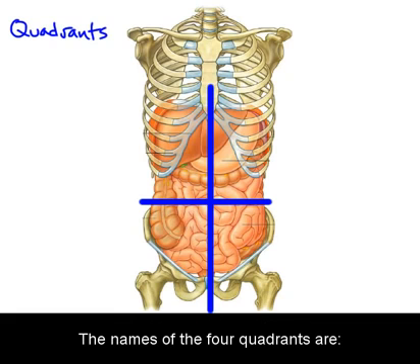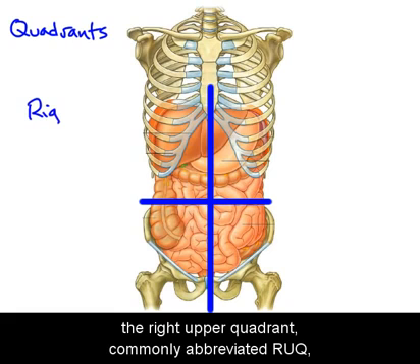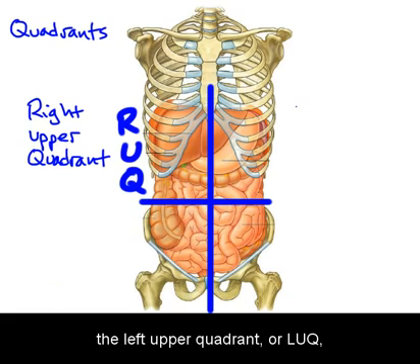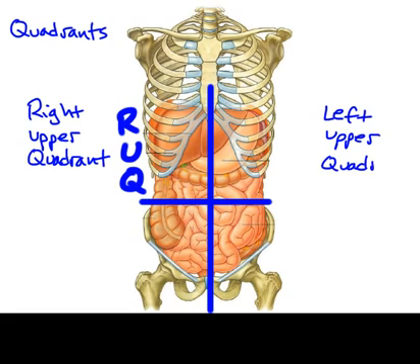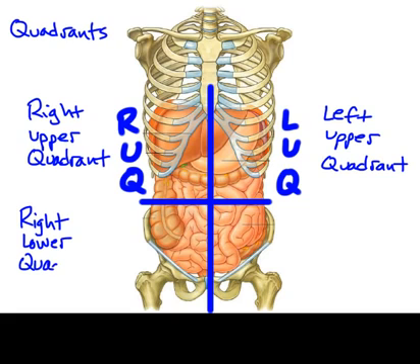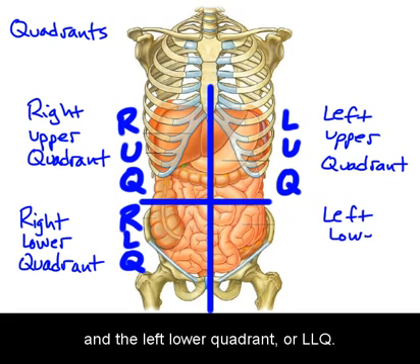The names of the 4 quadrants are the right upper quadrant, commonly abbreviated RUQ, the left upper quadrant, or LUQ, the right lower quadrant, or RLQ, and the left lower quadrant, or LLQ.